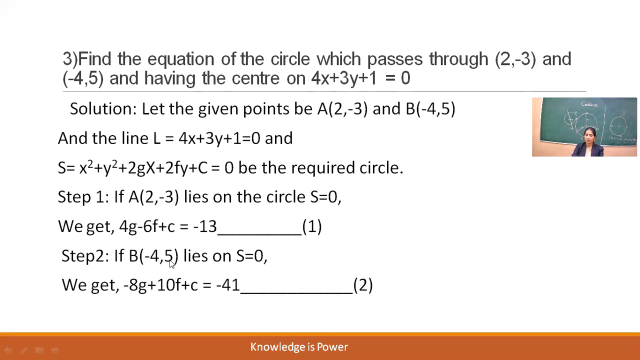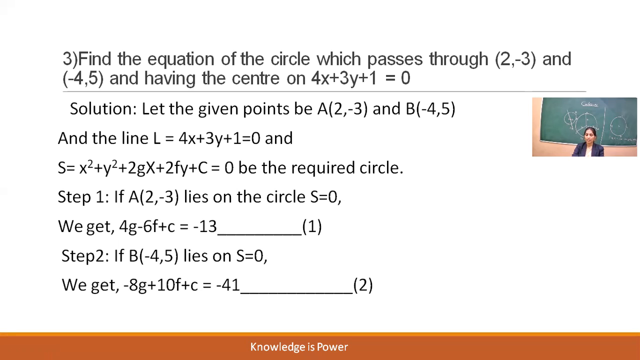See here, B(minus 4, 5). The shortcut to write the equation is minus 4 into 2, minus 8g, plus 5 into 2, 10f, plus c is equal to x coordinate square plus y coordinate square. 4 square 16, 5 square 25. 25 plus 16 is 41. Transposing to the other side with respect to addition, it will become minus 41. So this is a short way to write.